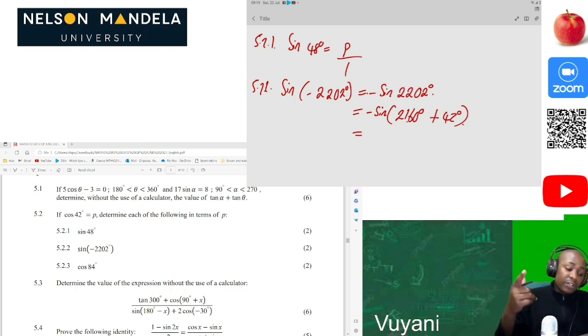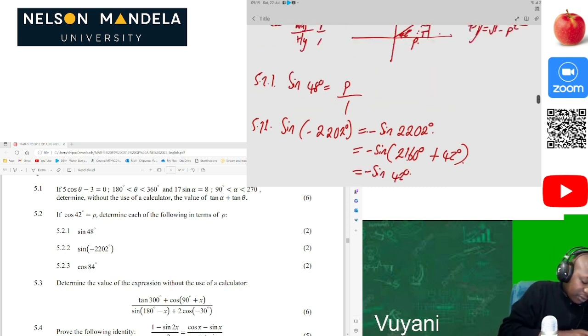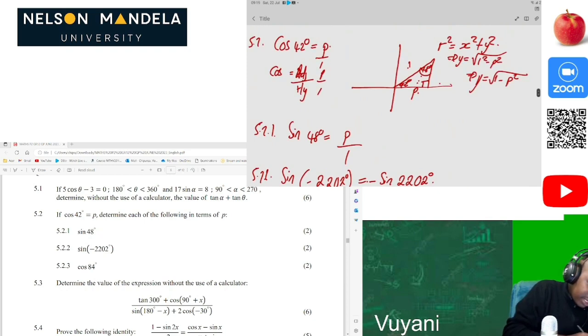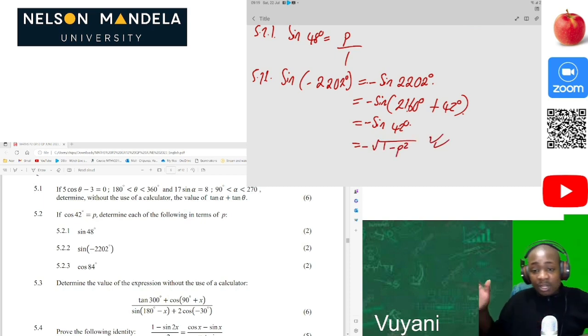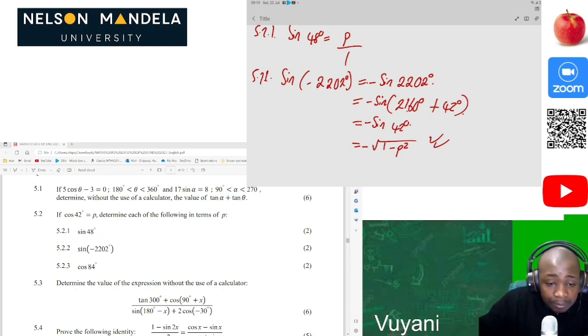2160 plus 40 is in the first quadrant, so definitely now we have negative sine of 42 degrees. Then sine of 42 degrees according to our triangle is the same as y over 1, so it's going to be negative square root of 1 minus p squared, just like that. Then you have your 2 marks. So that's a big angle. They were just trying to confuse us, but please don't be worried, you have us, so everything is properly good.